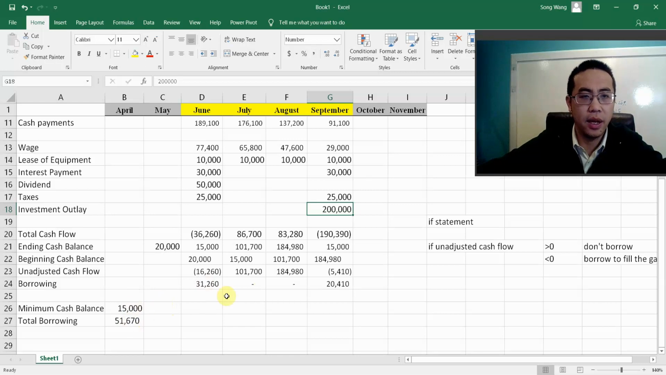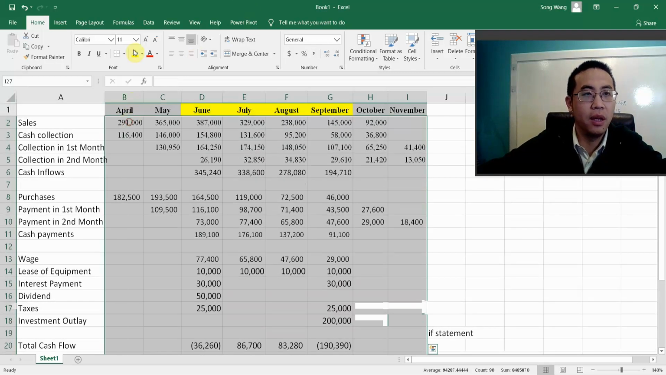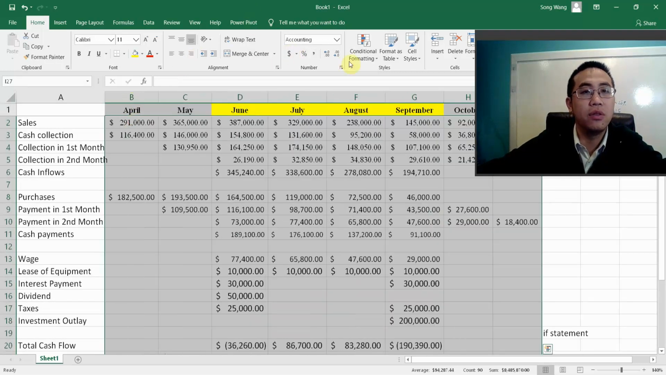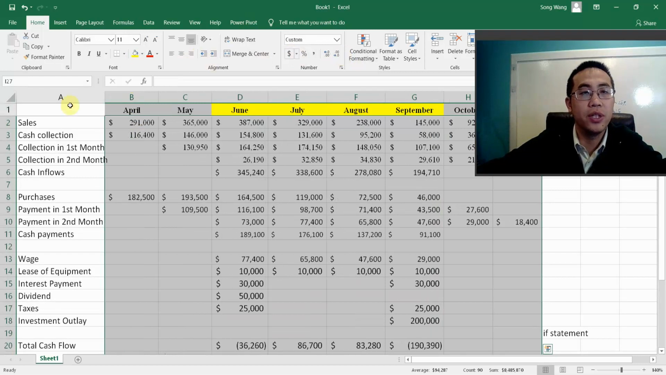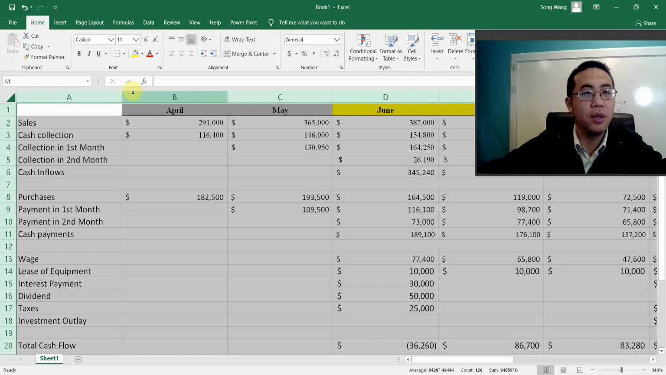Okay, so before I move on, I need to make the font a little bit nicer. So let me just select all of them and use a dollar format. Well, that's just too much. And then adjust the width of the column a little bit better.